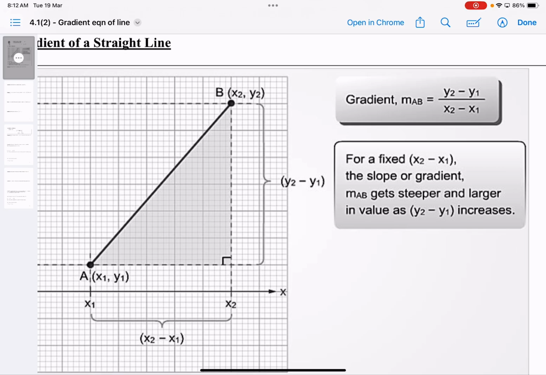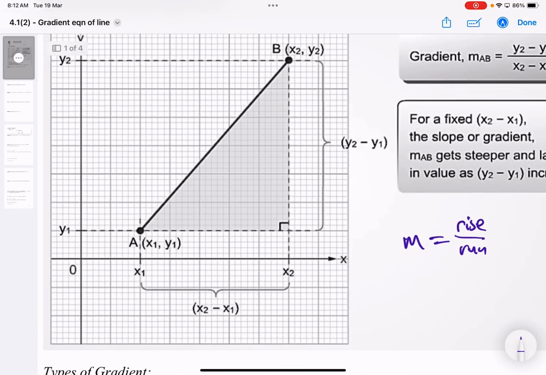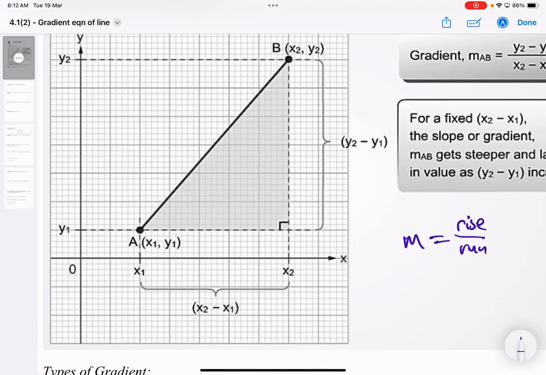Anyone can remember what is the formula learned in set 1 to find gradient? Yeah, the gradient, which is defined by the symbol m, was the rise over the run. Do you remember? It was the rise over the run. Now, specifically, what does it mean to rise over the run?